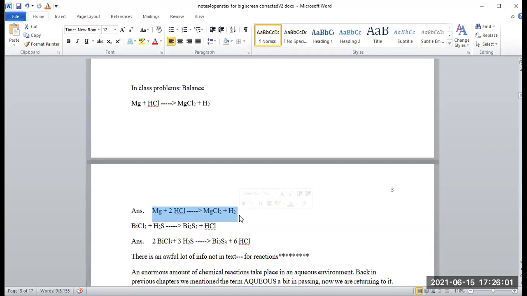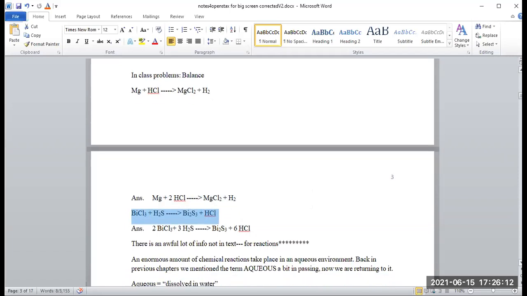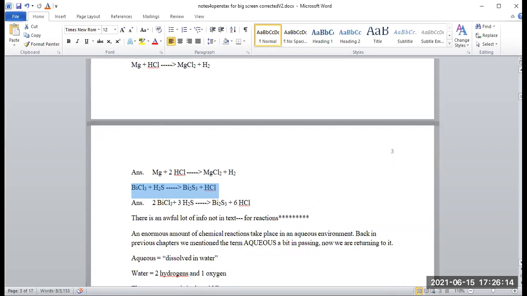Okay, I see. So here is the unbalanced one. I've got bismuth 3 chloride and hydrogen sulfide, which is the stinky rotten egg smell gas. And I make bismuth 3 sulfide and some hydrochloric acid.